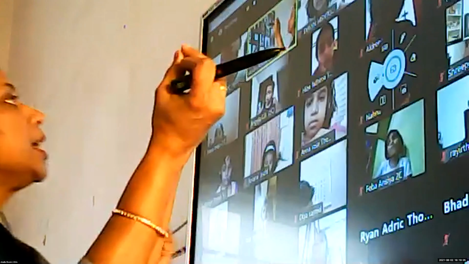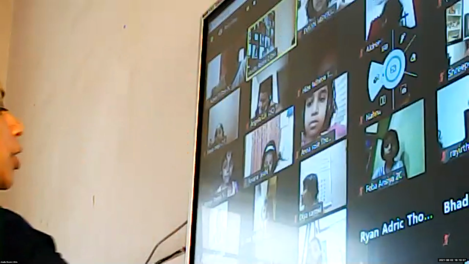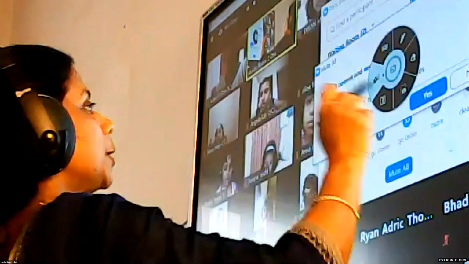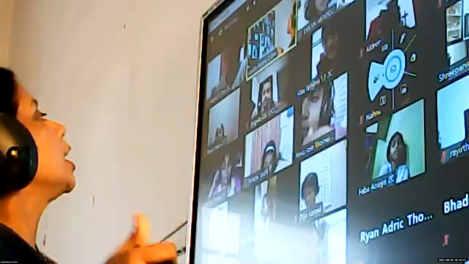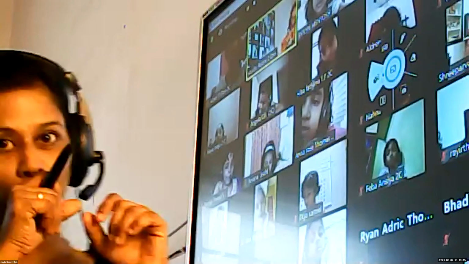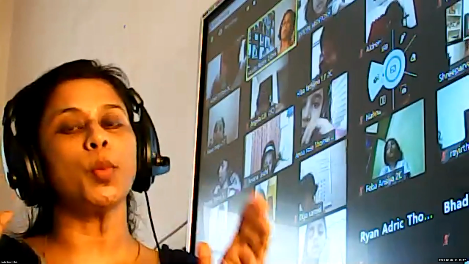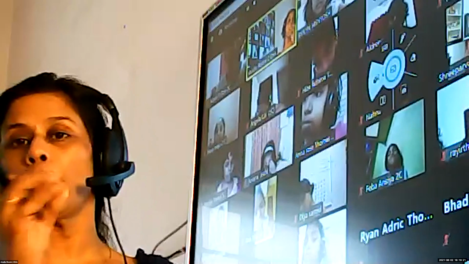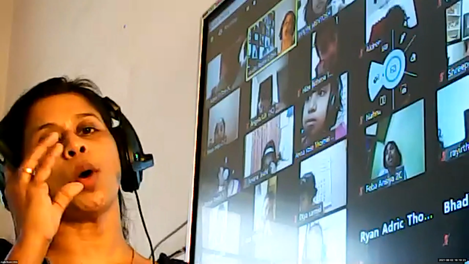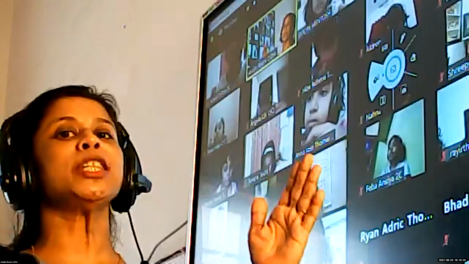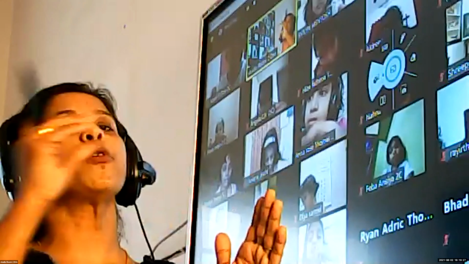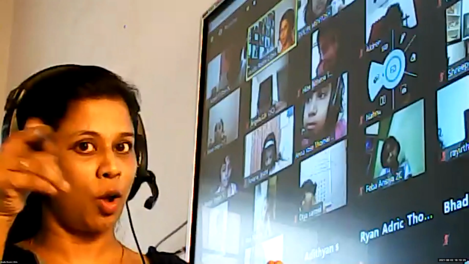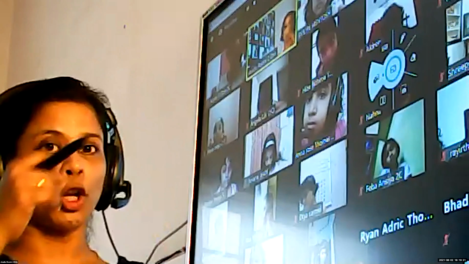When the letters are joined together, what do we get, my dear children? Words. Very good. So we are quite familiar with words. In the previous chapter, we learned all about words and how they are formed. When the letters join together in a proper order, we get words. Great. Now let's move on to sentences.